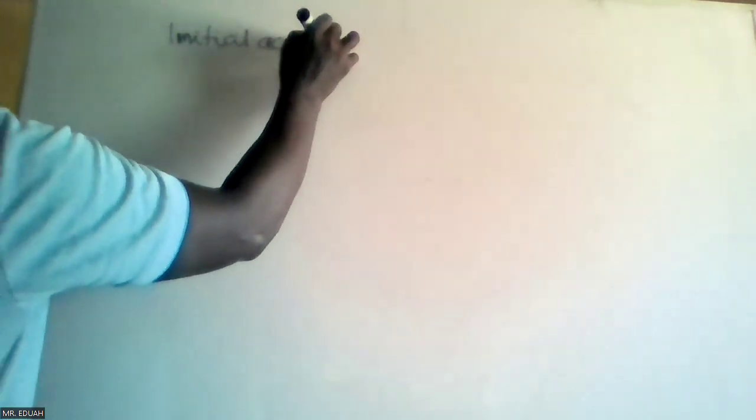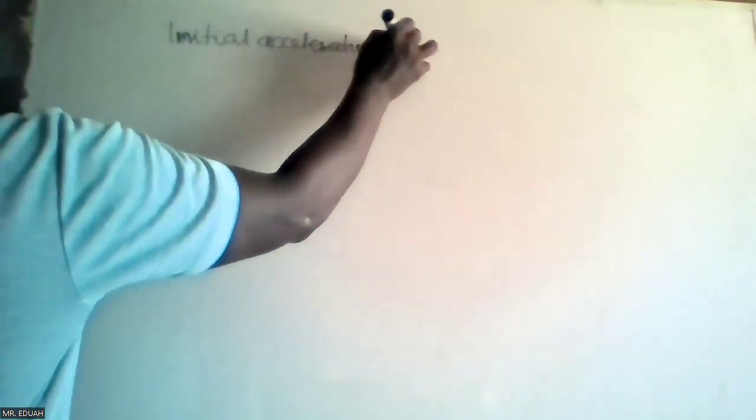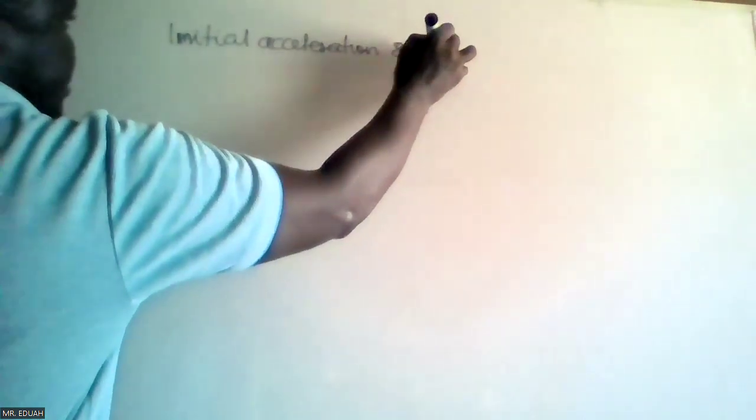Okay, so I want us to look at the question I gave to the class in our last meeting. The question is that a body at rest is given an initial uniform acceleration of 8.0 meter per second squared. So the initial acceleration of the body is 8.0 meter per second squared.